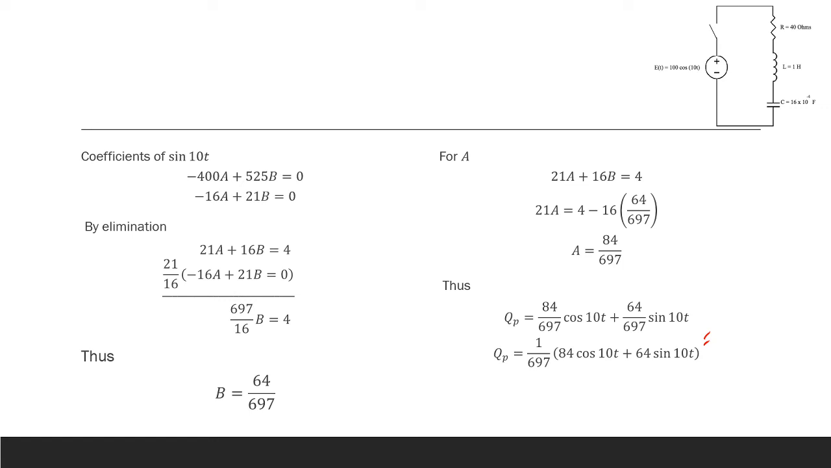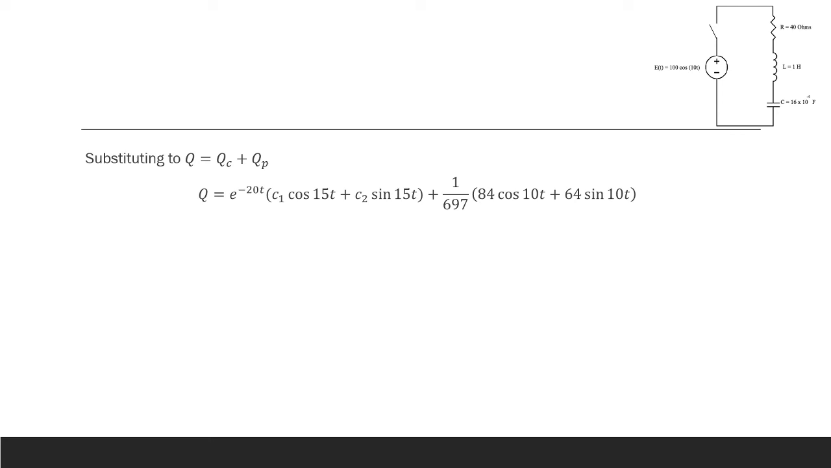Next, we factor out yung 1 over 697 para lang mag-simplify. From then on, yun lang naman ang medyo mahirap dito, yung pagsisimplify. Now, we substitute na ngayon sa value ng Q, to get the general solution, that is Q is equal to QC plus QP. Di ba? Nakuha natin yung QC, nakuha natin yung QP.